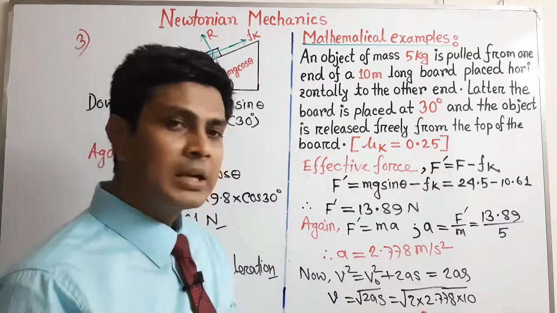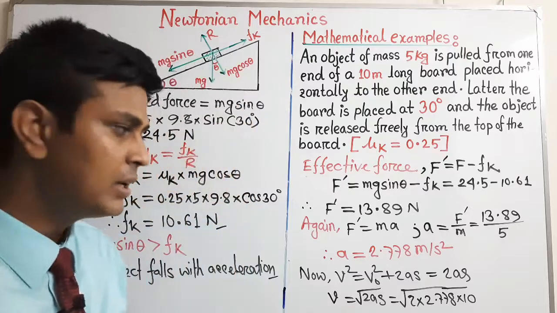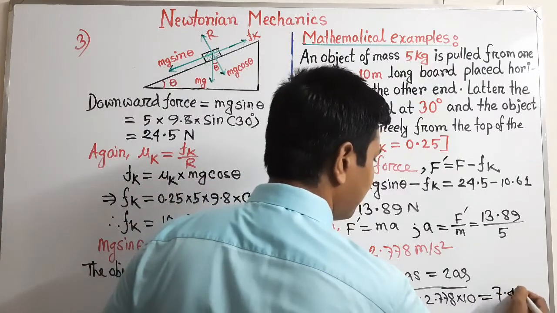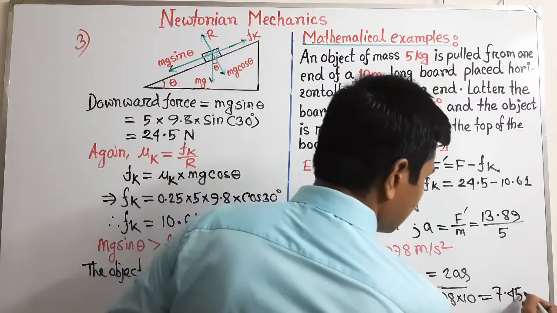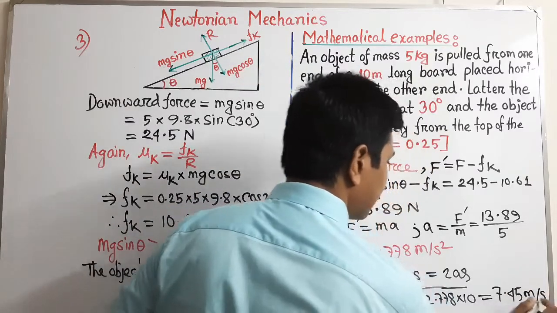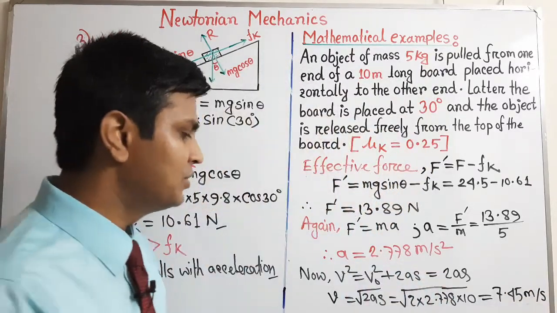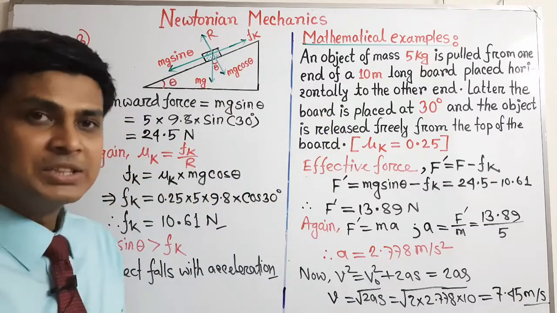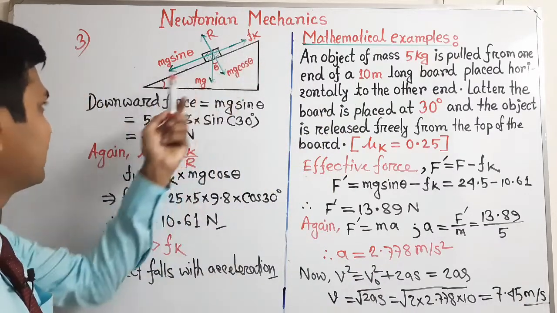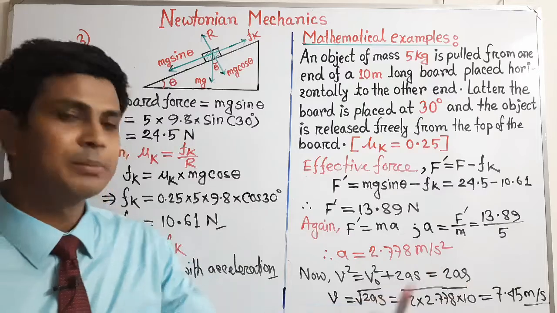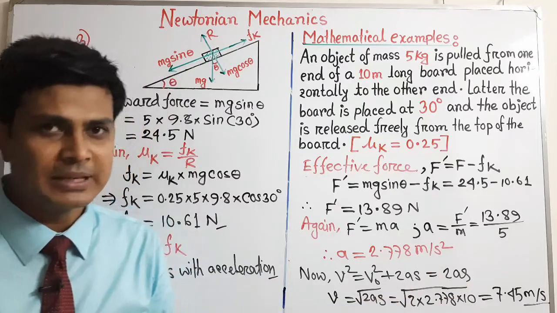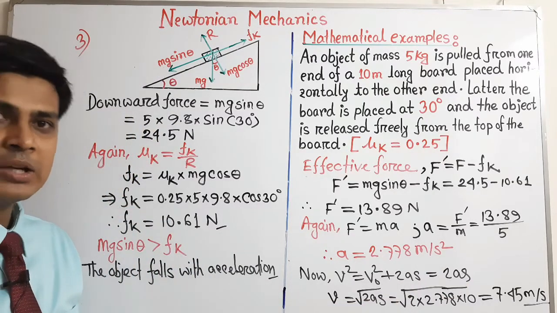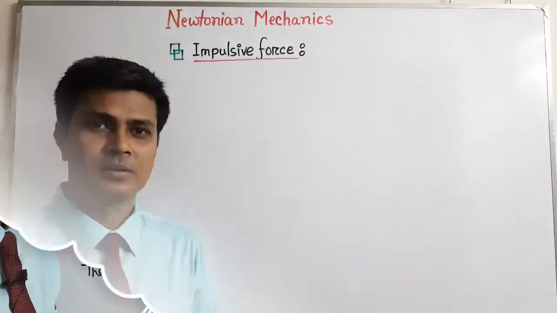Now if we calculate this expression, then we will get the result 7.45 meter per second. So this is the answer of this question. We can say the object will strike the ground with a velocity of 7.45 meter per second. This is the answer of question number 3. I hope all of you have understood.